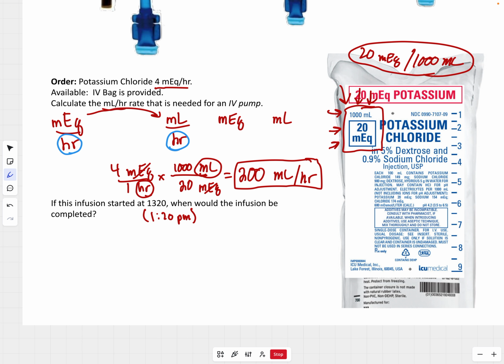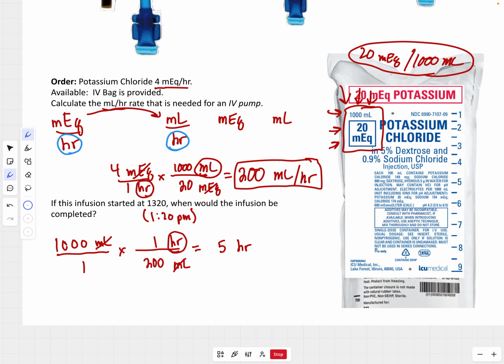We have a 1,000 mL bag that is infusing at 200 mLs per hour. We can use our volume and our rate to calculate the time. Lots of ways that we can approach this. One way is to use dimensional analysis. If I know there are 200 mLs going in every 1 hour, I can use that as my conversion factor. I should get 5 hours.